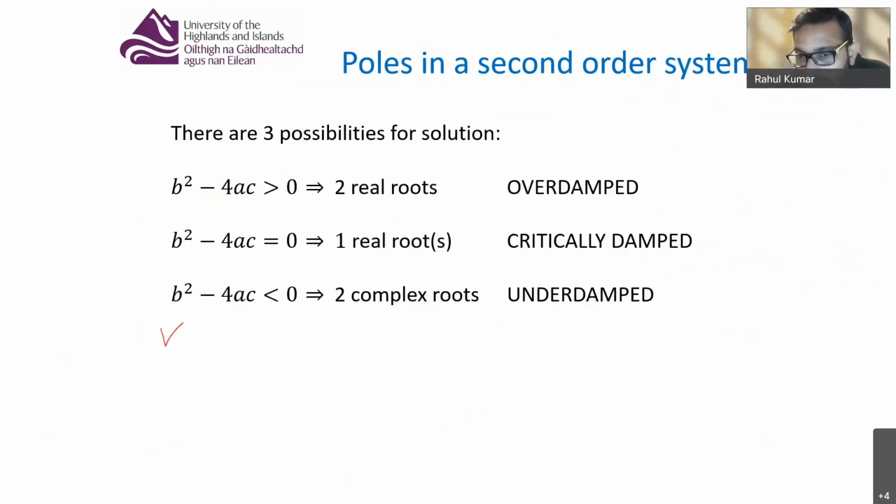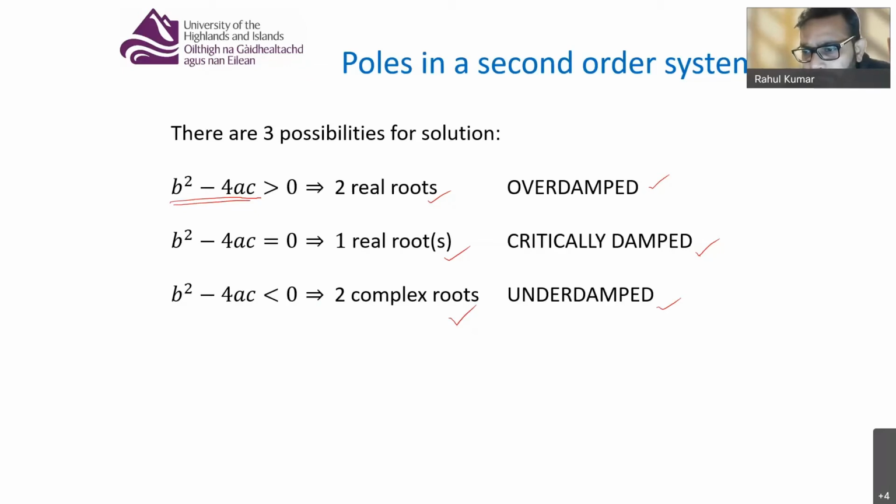Okay. So I have concluded the results of the discussion in this slide. If I have two real roots, my system will be overdamped. If I have only one real root, my system will be critically damped. And if I have two complex roots, my system will be underdamped. Again, you can use this value b square minus 4ac.